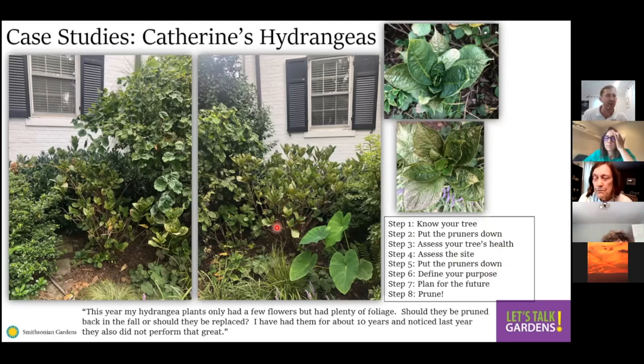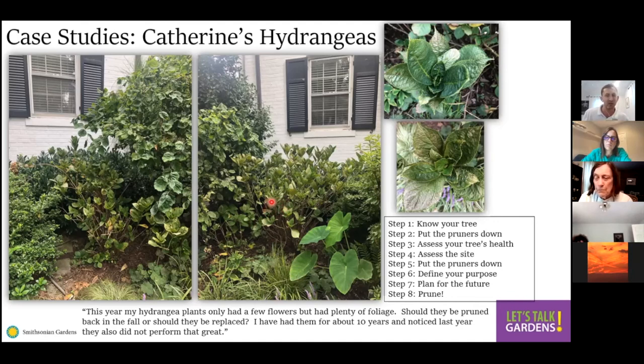Step four, assess the site. I think that gets into a lot of things I mentioned earlier, but probably a lot of the questions that we don't have answers to in a short presentation here. Are they getting the right light for the plant? Are they getting enough moisture, but not getting saturated soils? Are they happy in their site? It sounds like you've done a lot of that research and maybe it's a good enough site, but we're not sure, something might be wrong with the soils or something like that. So again, step five, put the pruners down. Spend some time thinking about what we want to do with these.